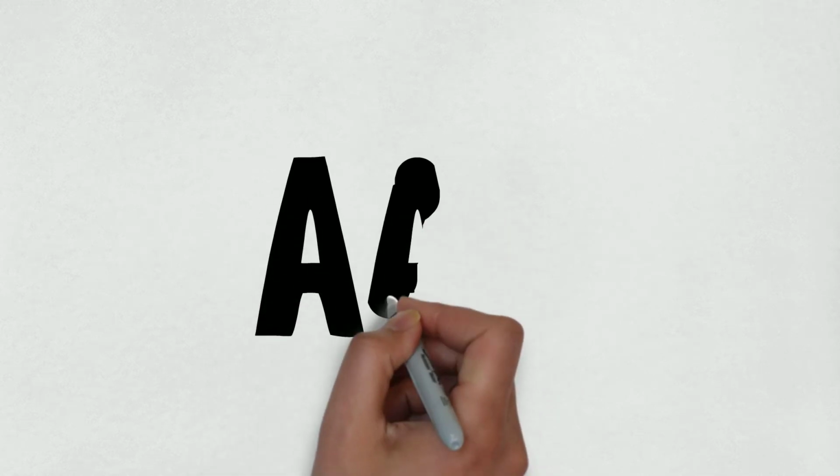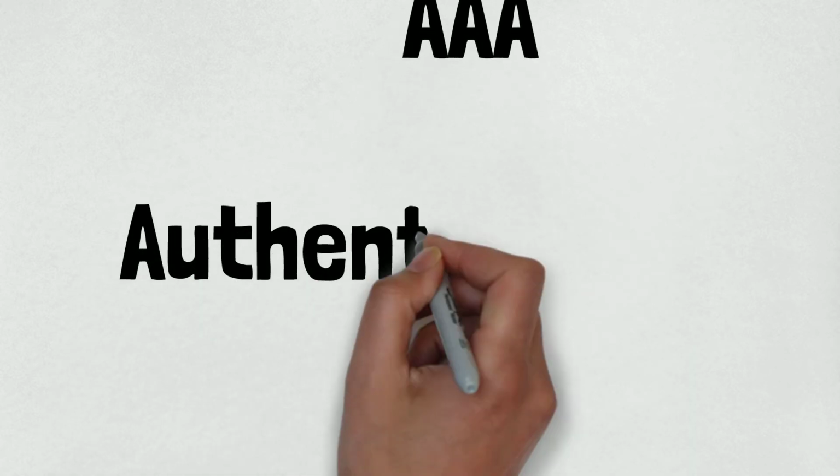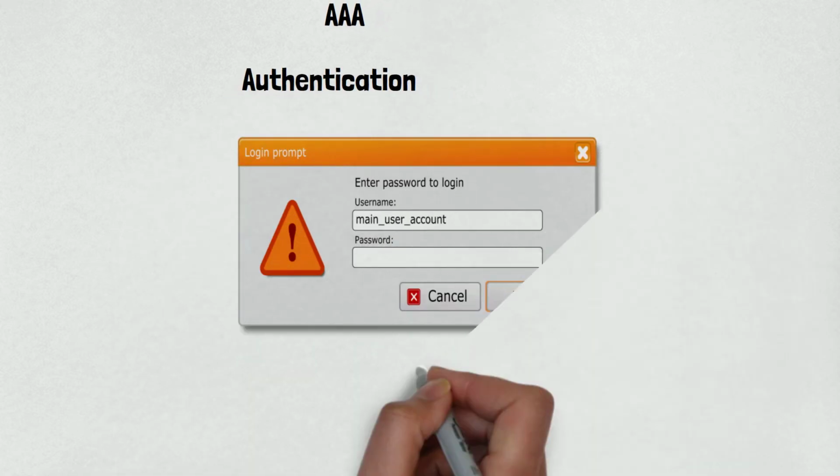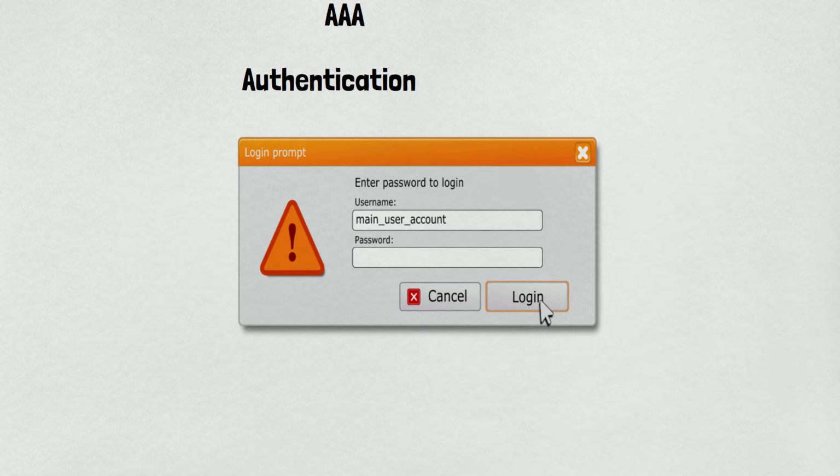Now, coming back to the main topic, that is AAA. The first A in this framework is authentication. It means to identify the users with a username and password to access the resources. Authentication should be based upon the principle that everyone has a unique set of login credentials for gaining network access.